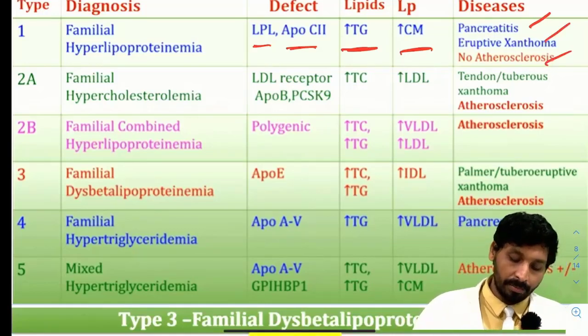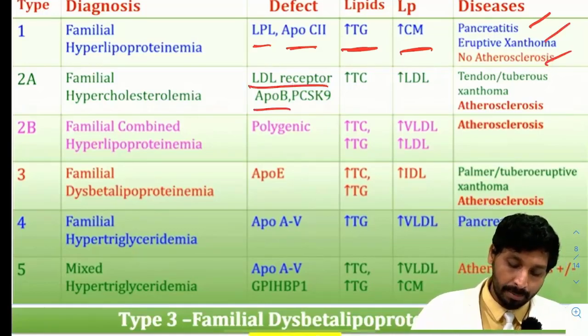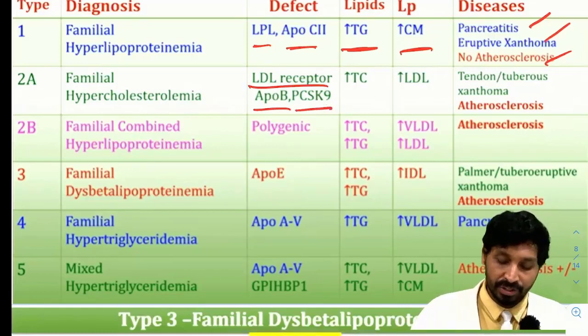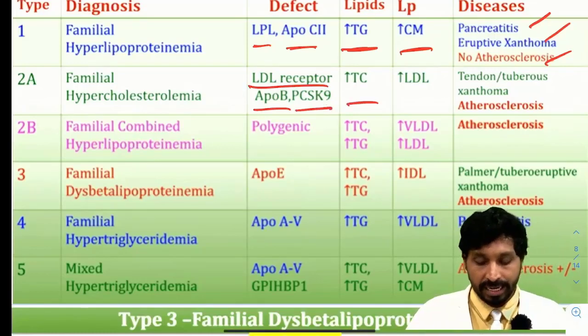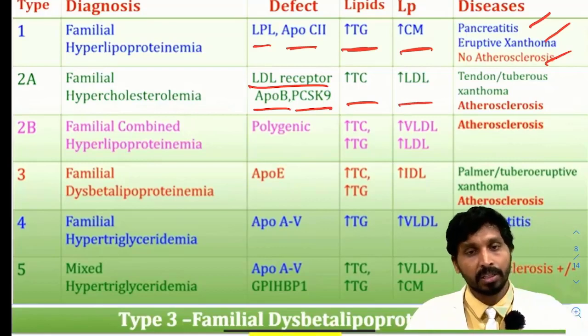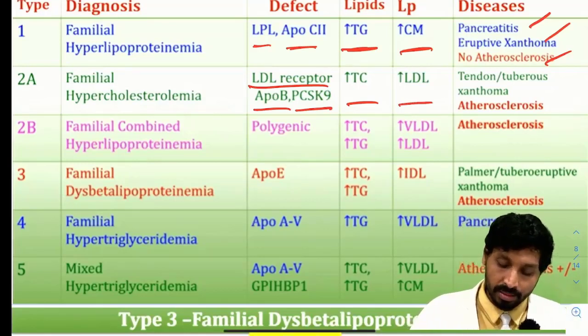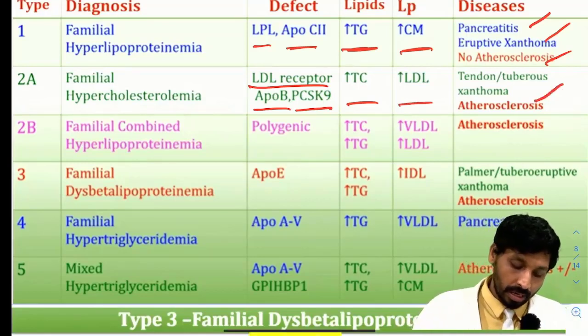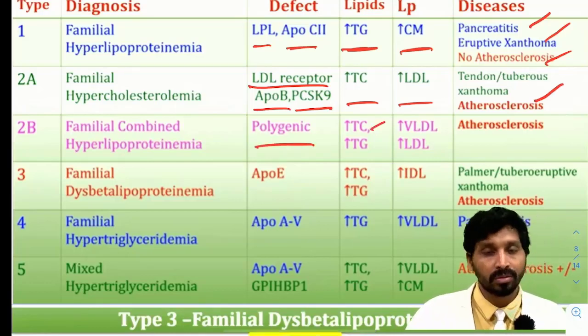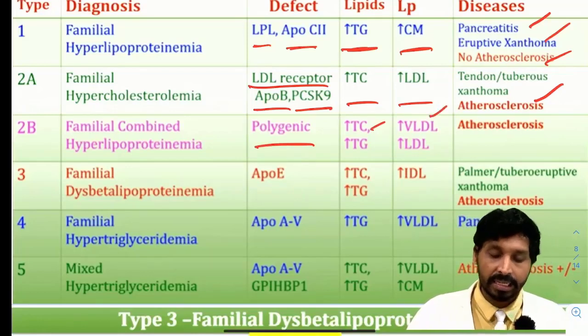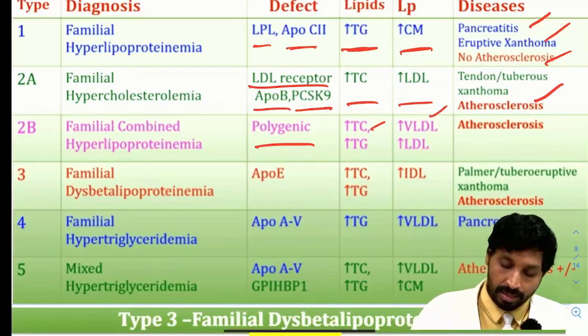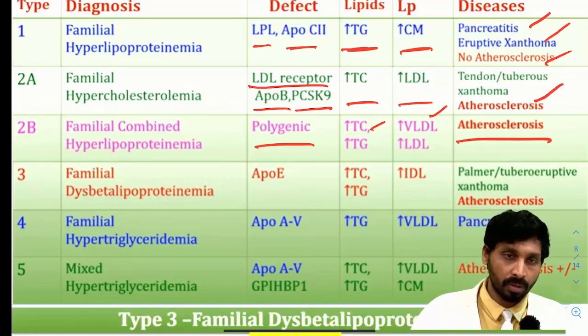Familial hypercholesterolemia is because of LDL receptor deficiency, ApoB, PCSK9 gene. So total cholesterol level will be elevated and LDL levels also elevated. Tendon and tuberous xanthomas and atherosclerosis are seen. And in 2B, familial combined hyperlipoproteinemia, it is polygenic, both total cholesterol and triglyceride levels will be elevated. There is a marked increase in VLDL and LDL levels, and atherosclerosis is a prominent feature of 2B.